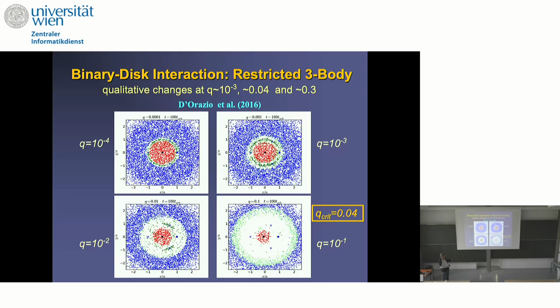Now, the red points would remain bound to the individual black hole. They can happily survive here, but in the bulk of this cavity, they can't circulate in a stable fashion. They're ejected.